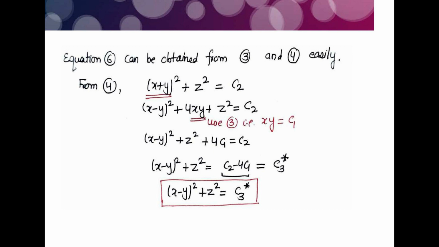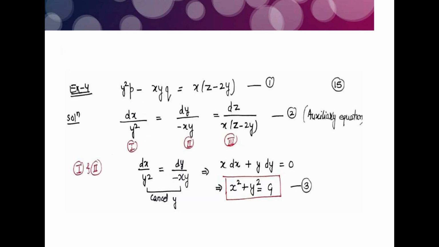These integral surfaces are the surfaces or the curves which are satisfied by the general solution or the solution of the partial differential equation. Consider the partial differential equation given by equation 1 with capital P, Q and R. We can write down the auxiliary equation dx upon y square, this is equal to dy upon minus xy, this is equal to dz upon x into z minus 2y.